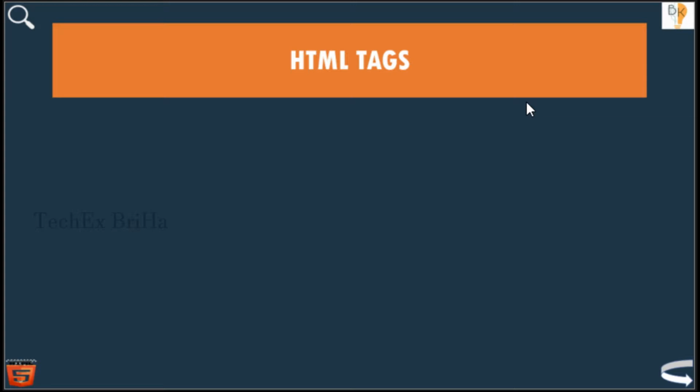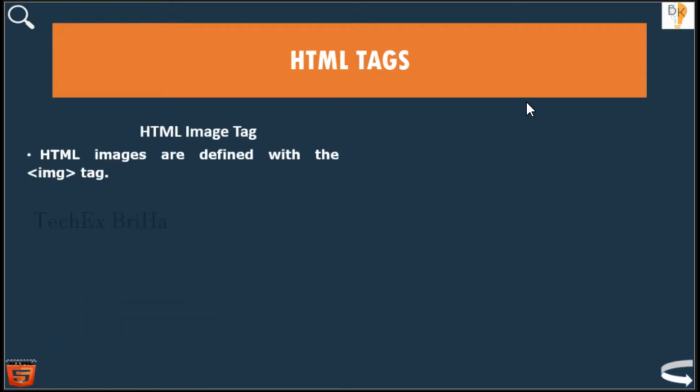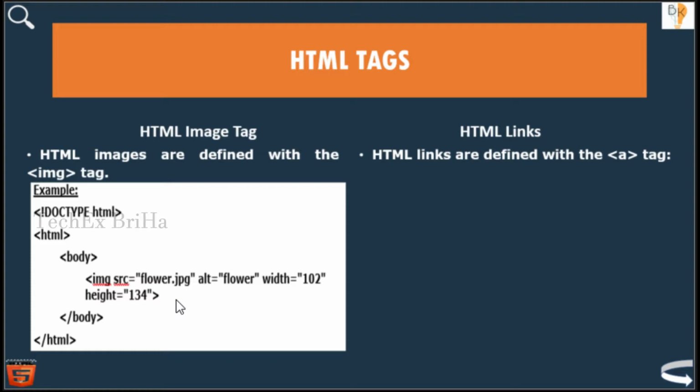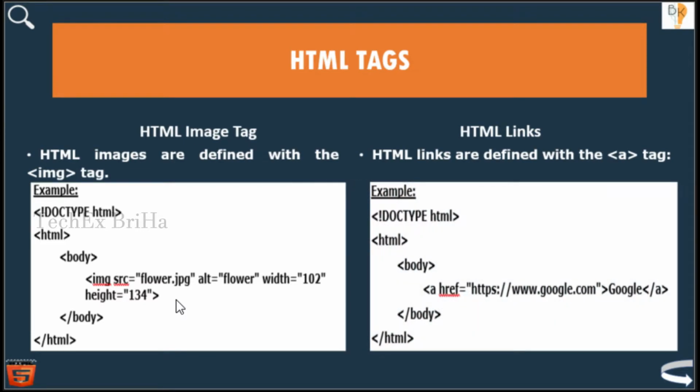Coming to images, HTML images are defined with the img tag. Here in the syntax, you can observe that the image tag holds the source and alternate attributes, and its dimensions may be measured with width and height. Coming to the links. Links are defined with the anchor tag, the a tag. The link destination is specified in the href attribute. Attributes are used to specify additional information about HTML elements.